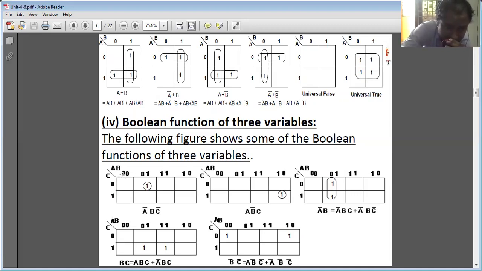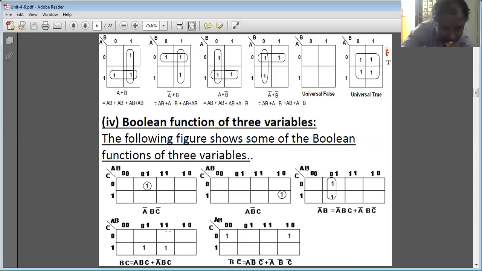See here in this case, top is A bar B bar A bar B. So it is A bar B, this one, A bar B, and this side is C bar. So A bar B, C bar. Here it is, this is nothing but A, B bar, C, A, B bar, C. Here, first one is A bar, B, C bar, A bar, B, C bar, plus A bar, B, C, A bar, B, C.